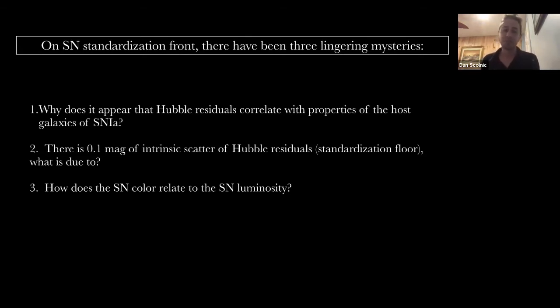All right, so there's three key mysteries that have been difficult for the Type 1A community in the last decade. So there's this question that I've now talked about: why does it appear that Hubble residuals correlate with properties of the host galaxies of type 1A supernovae? Then there's this 10% amount of intrinsic scatter of Hubble residuals, after standardization. So what is this due to? And then there's been this question of how does the supernova color relate to the supernova luminosity? We've always been doing this simplistic thing about supernova color, but we know that this should be more complex. So let me try to dive in there.